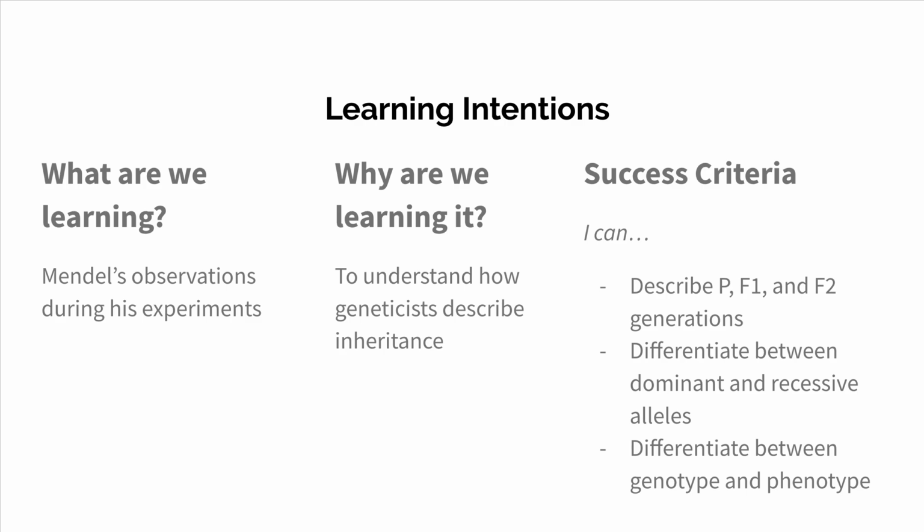Today we're talking about Mendel's observations that he made during his experiments. We need to learn this to describe and understand how geneticists explain inheritance, and our success criteria are being able to identify the P, F1, and F2 generations, to differentiate between dominant and recessive alleles, and being able to differentiate between genotype and phenotype.